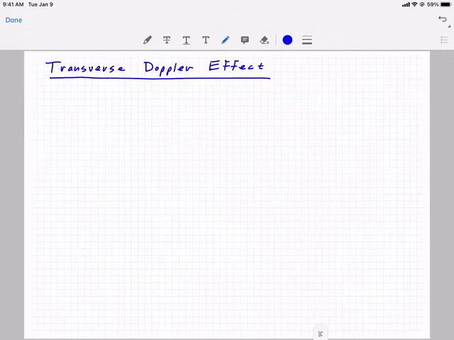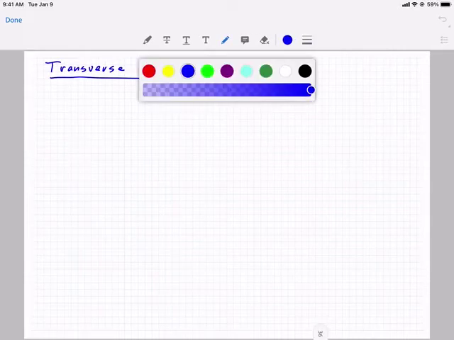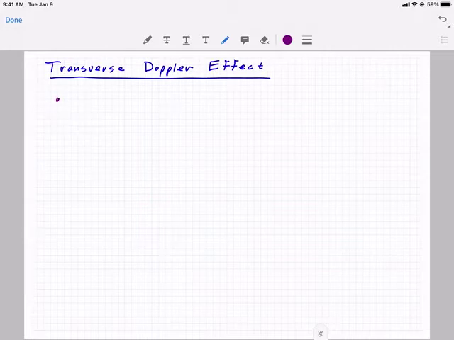This video is on the transverse Doppler effect. It's really a special case of the angular dependent Doppler effect, but there are some hidden surprises, and so we'll be going through the derivation in this video. And so, of course, the Doppler effect was proposed by Christian Doppler in 1842.